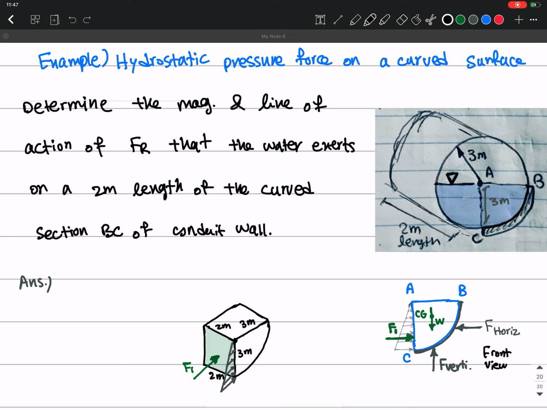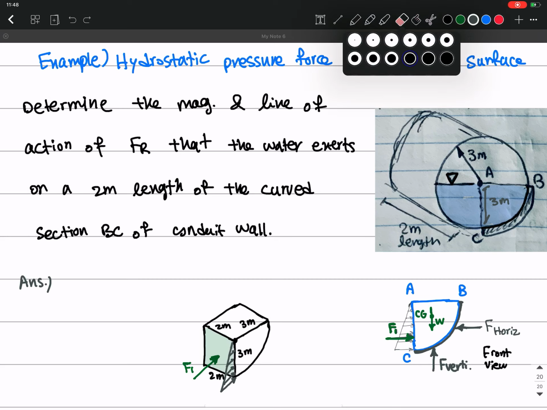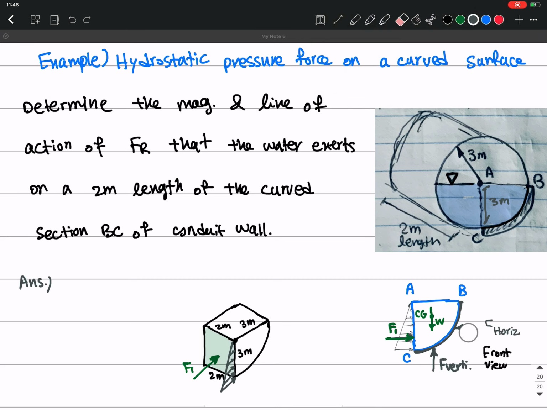Okay, and so the forces that we have are as follows. The first one is the weight of the water. So this is the weight of the water, and it goes through the center of gravity of this section, and we have this weight of water here that is shown here. Let me for now clean this. I will come back to this again.